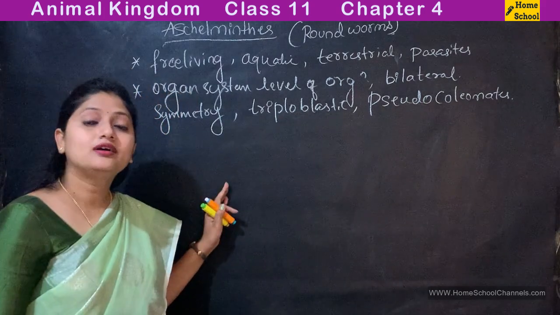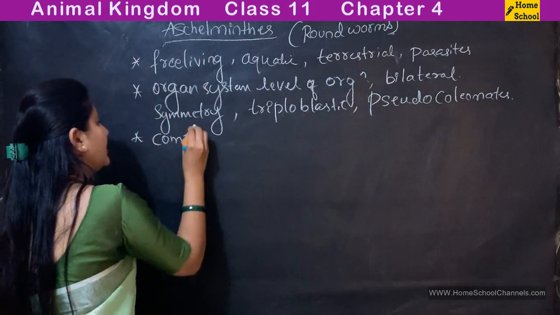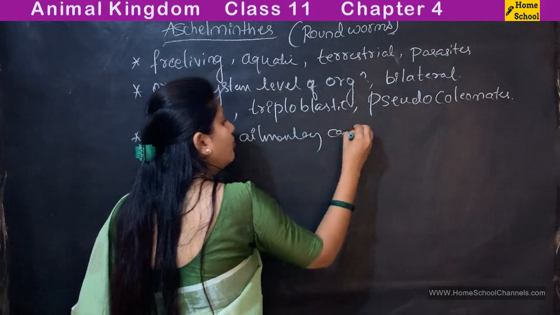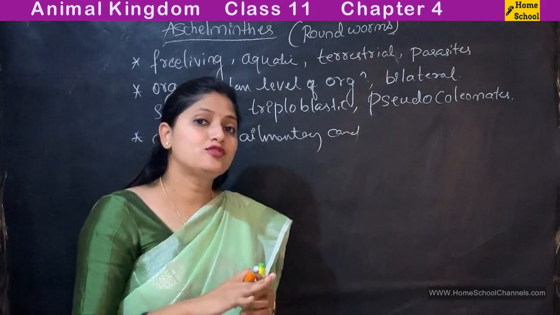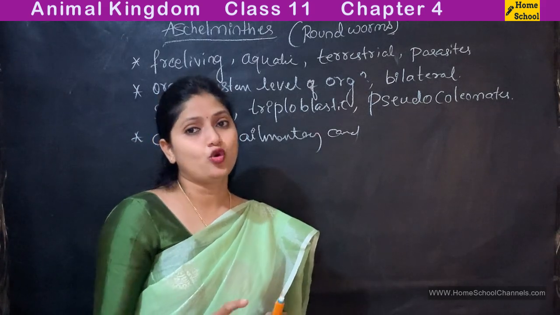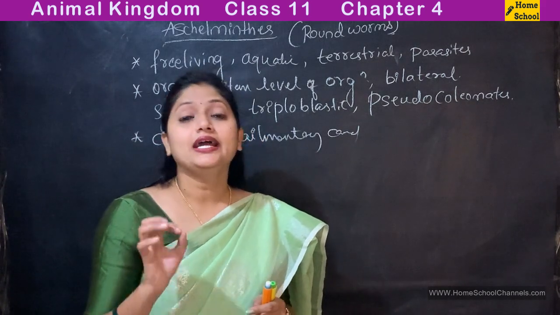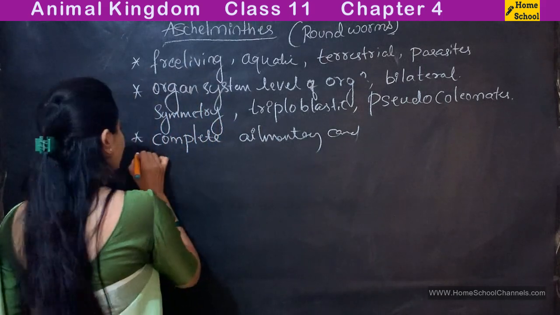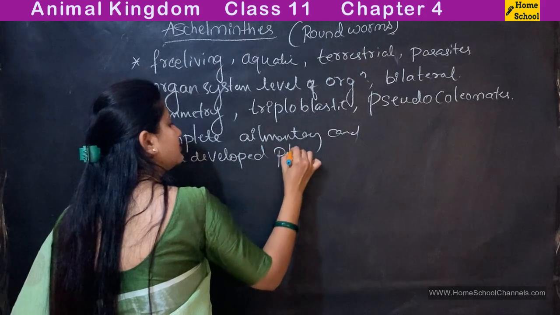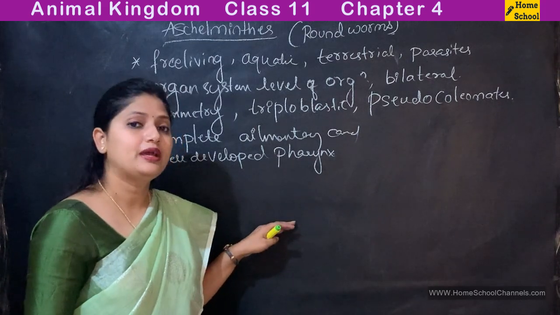And then they have a complete alimentary canal. What does a complete alimentary canal mean? It means that it has two openings. One opening is the mouth, and at the other end we have an anus opening also. Since there are two separate openings, it is called a complete alimentary canal. Okay. Then it has a well developed pharynx. It is a part of the respiratory system.